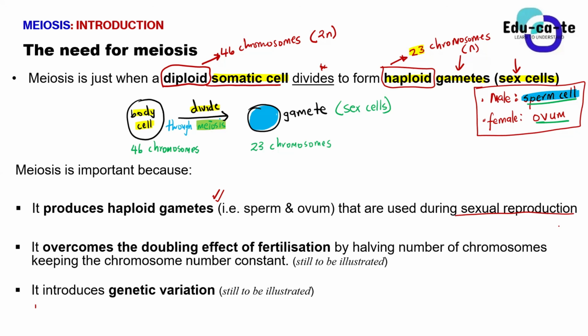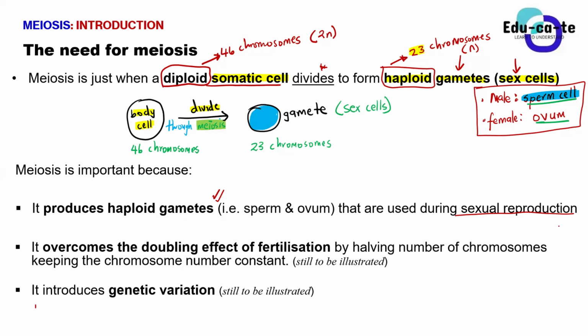If you are a male, you produce the sperm cell that has 23 chromosomes. If you are a female, you produce the ovum that has 23 chromosomes. And those two need to fertilize later on so that you can have a baby. So basically, meiosis is very important because it is the one that is producing the sperm cell for you. It is the one that is producing the ovum for you if you are a female. So basically, it's very important.